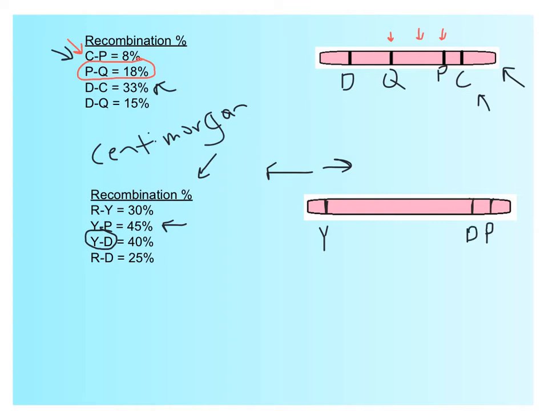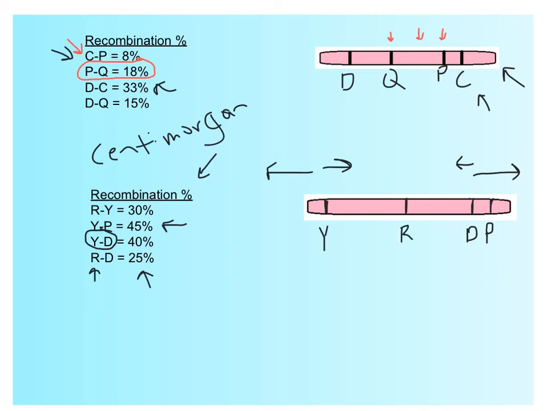Now, the only one we got left, where is R? Once again, R gets separated from D 25% of the time. That's pretty far. They got to be pretty far away to get separated from each other that often. So we know we're not going to go this way to find R. We got to go this way. And 25% would be somewhere around in there. So that would be where R is.